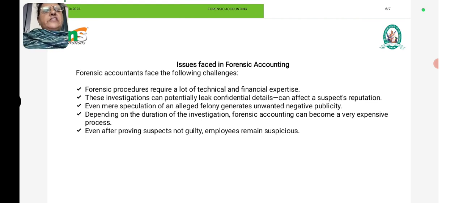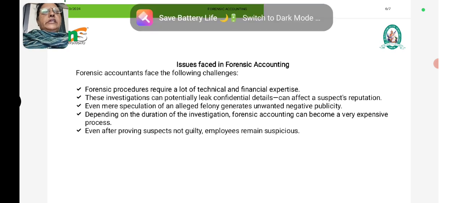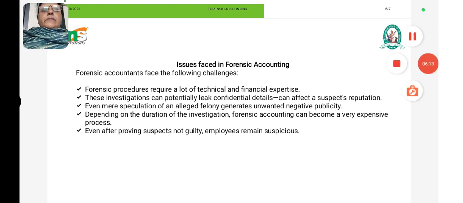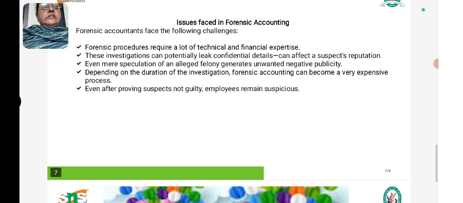There are some issues faced in forensic accounting. Forensic procedures require a lot of technical and financial expertise. These investigations can potentially leak confidential details and can affect suspects' reputations. Even mere speculation of an alleged fraud generates unwanted negative publicity. Depending on the duration of the investigation, forensic accounting can become a very expensive process. Even after proving suspects not guilty, employees remain suspicious.